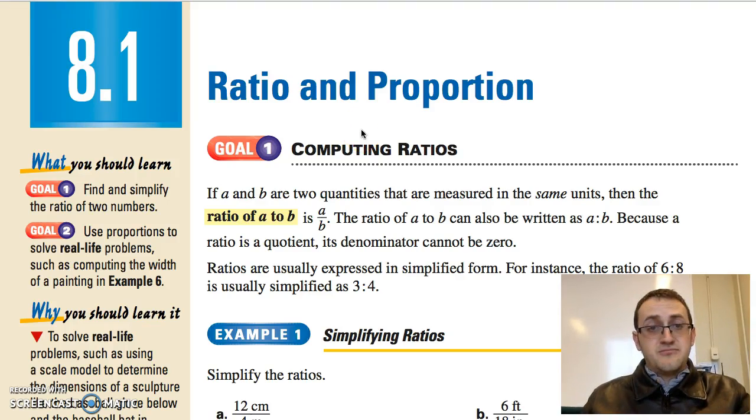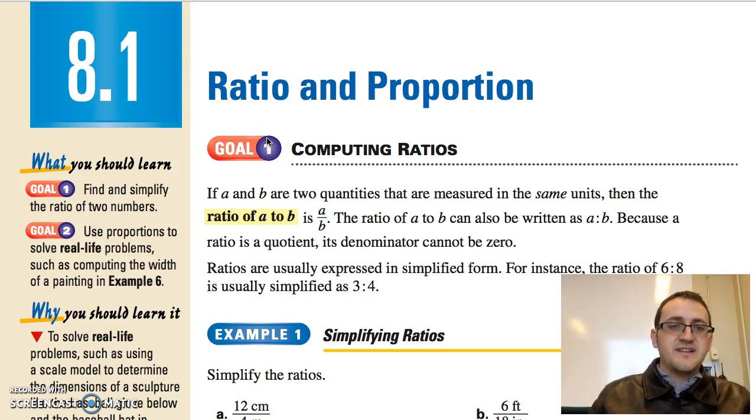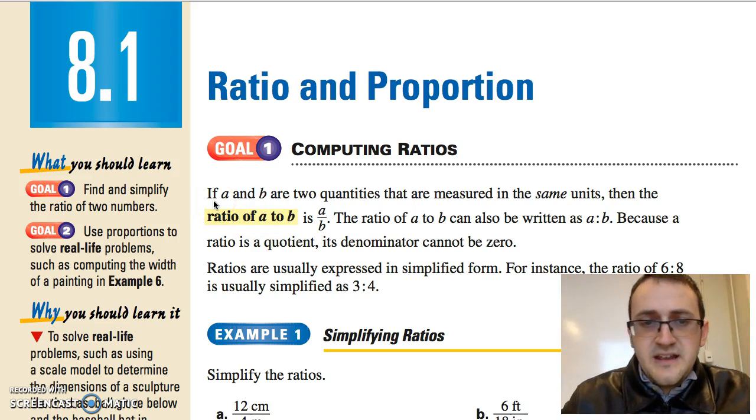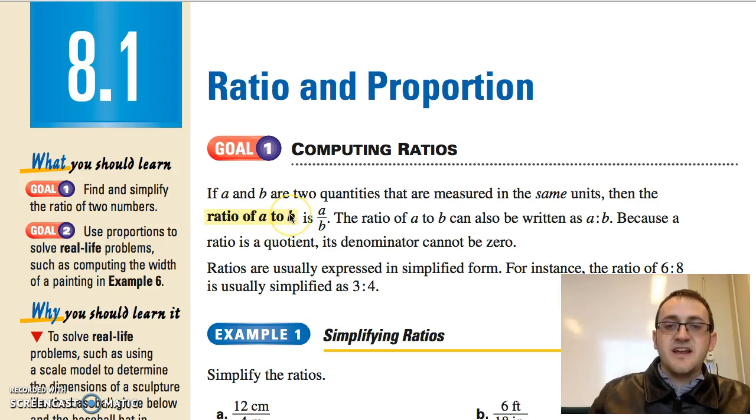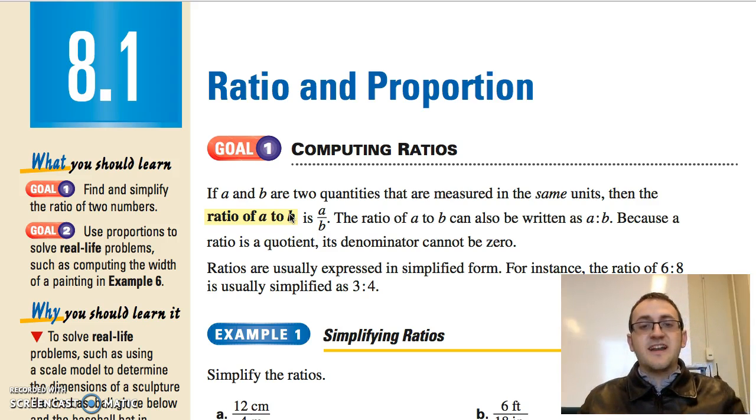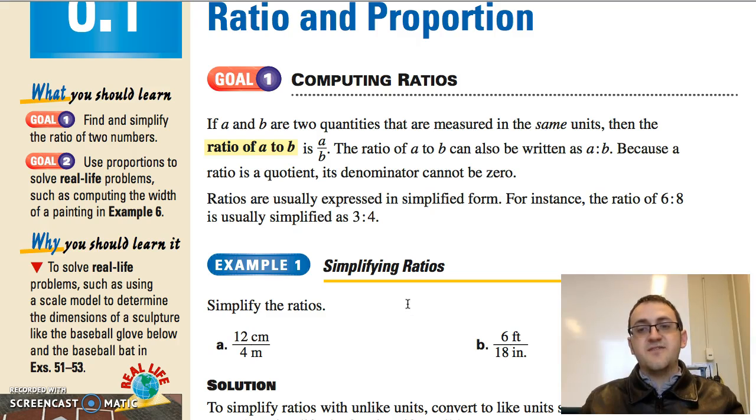Hello. Today we are going to be talking about section 8.1, which is a very central concept of second semester geometry, and that is the concept of ratio and proportion. So our goal when we look at a ratio, we want to be comparing two numbers that are in the same units. And because the ratio is in a way a over b, which we are dividing by, the denominator cannot be 0. And we also want to make sure that the ratios are expressed in simplified form.